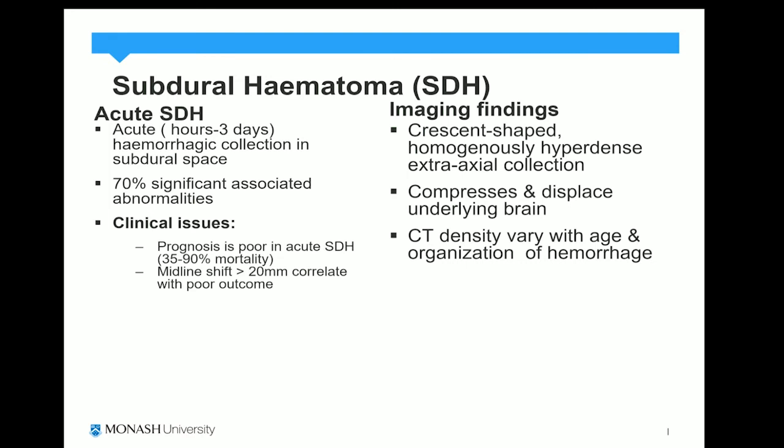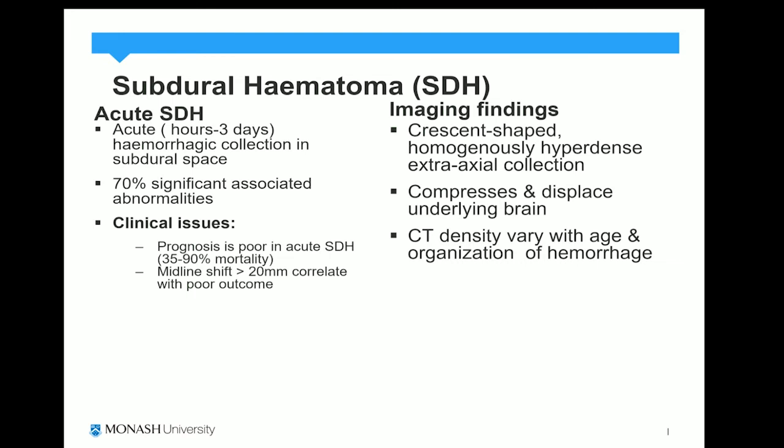A subdural hematoma in the acute phase, which is normally up to 3 days, you will see a very dense hemorrhagic collection in the subdural space, and about 70% will have associated abnormalities. The prognosis is poor in acute subdural hematoma, with up to 90% mortality, and especially if the midline shift is greater than 20 millimeters, it's correlated with a poor outcome.